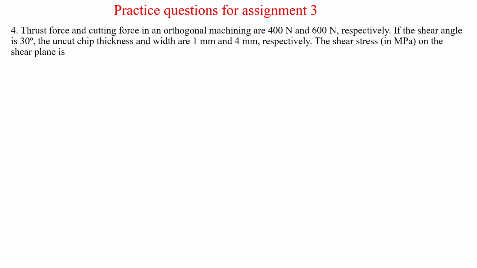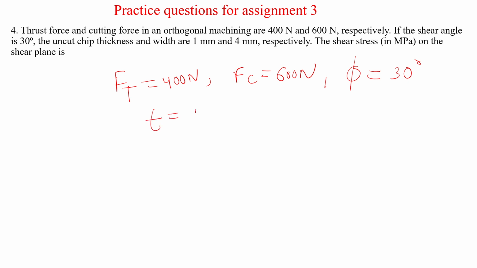See, what is given? The thrust force and cutting force. Just write, keep a habit. Just see and write. Ft is how much? 400 Newton. Fc is how much? 600 Newton. The shear angle phi is how much? 30 degree. Uncut chip thickness t is how much? 1 mm. And width b is how much? 4 mm.